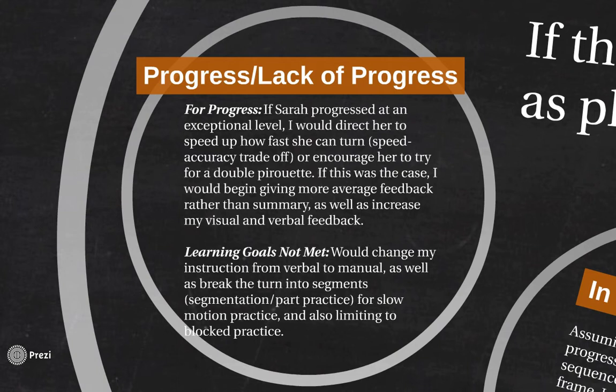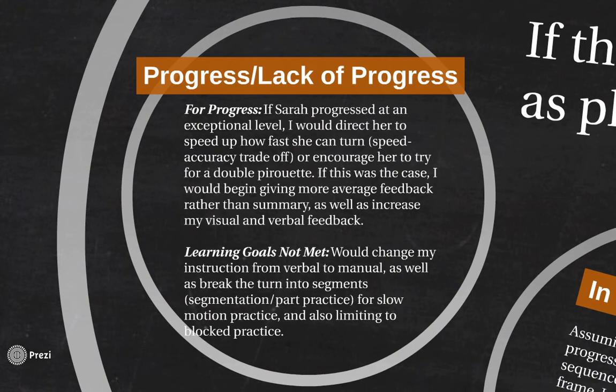Also, I might encourage her to go for a double pirouette. That was something that the girl in the video earlier did. She did actually a triple pirouette. It would be 2 revolutions for a double, 3 revolutions for a triple. So I would encourage Sarah, now that you've mastered this single pirouette, why don't you try for a double pirouette?